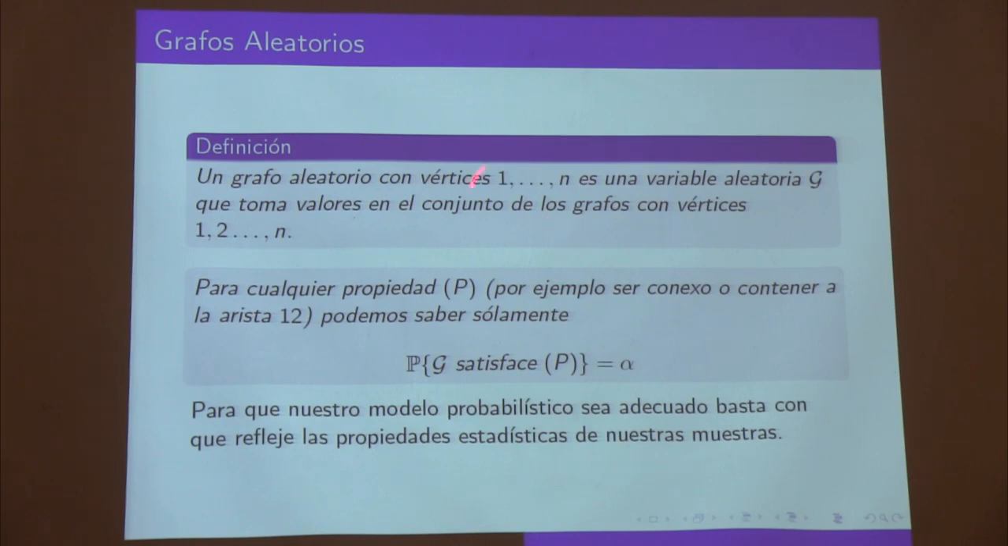Formally, a random graph with vertices 1 to n is a random variable that takes values in the set of such graphs. And the important thing of thinking about it as a random graph is that instead of knowing whether a property holds or not in our graph, what we are able to know is the probability that our graph satisfies it. Since these are the only questions we can ask from the model, fitting a probabilistic model to a real structure is easier in the sense that all we need is that it reflects the statistical properties of the object we want to observe. Okay, so this is why random graphs are important and random graph modeling is interesting.